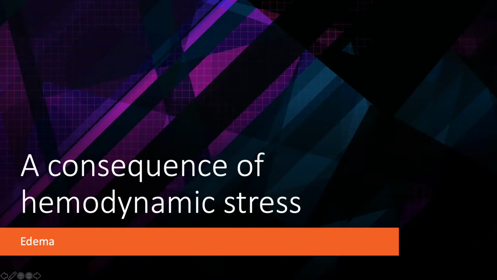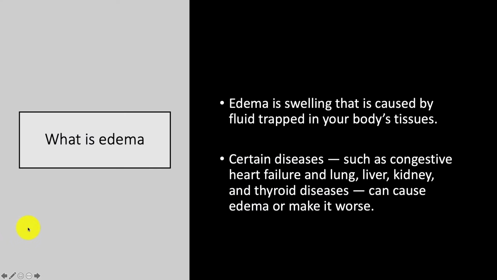Okay, so now that the players are introduced, let's talk about what happens when we have changes in this homeostasis of hemodynamics. We get something called edema, and we get edema in a pathogenic state, and we also can get edema when we're exercising. So let's explore these a little more. What is edema? Well, you guys should already know what this is, but it's basically swelling that is caused by fluid trapped in your body's tissue.